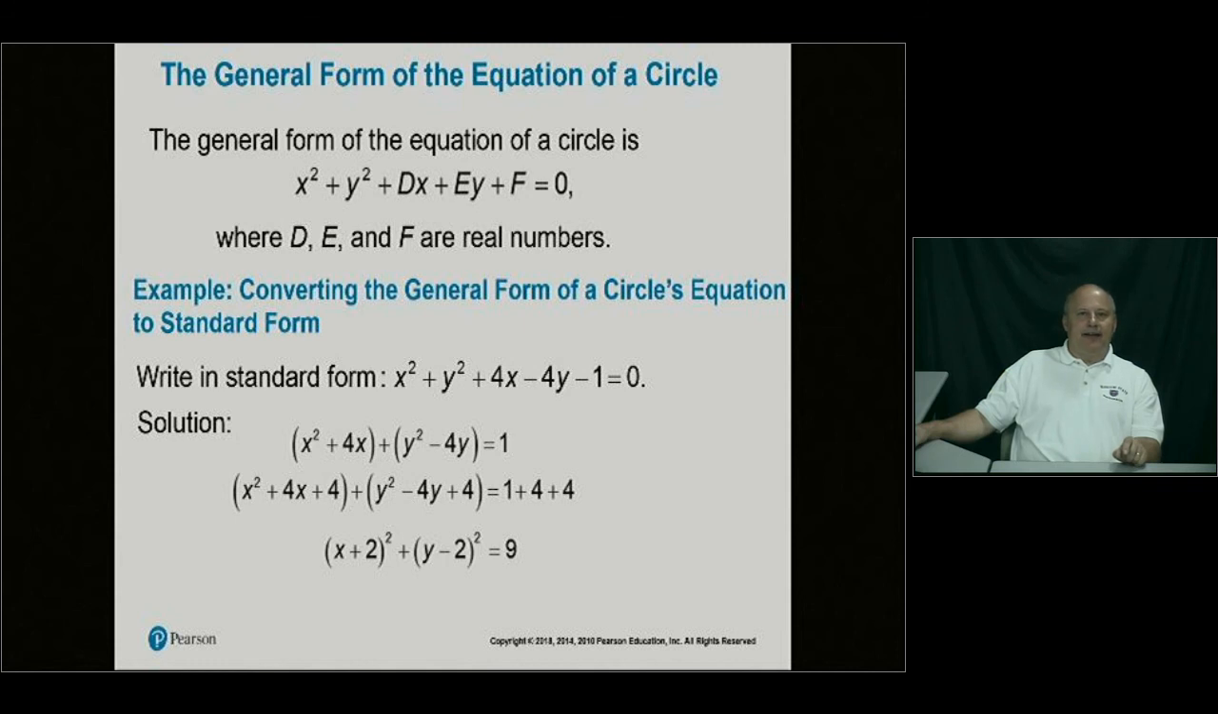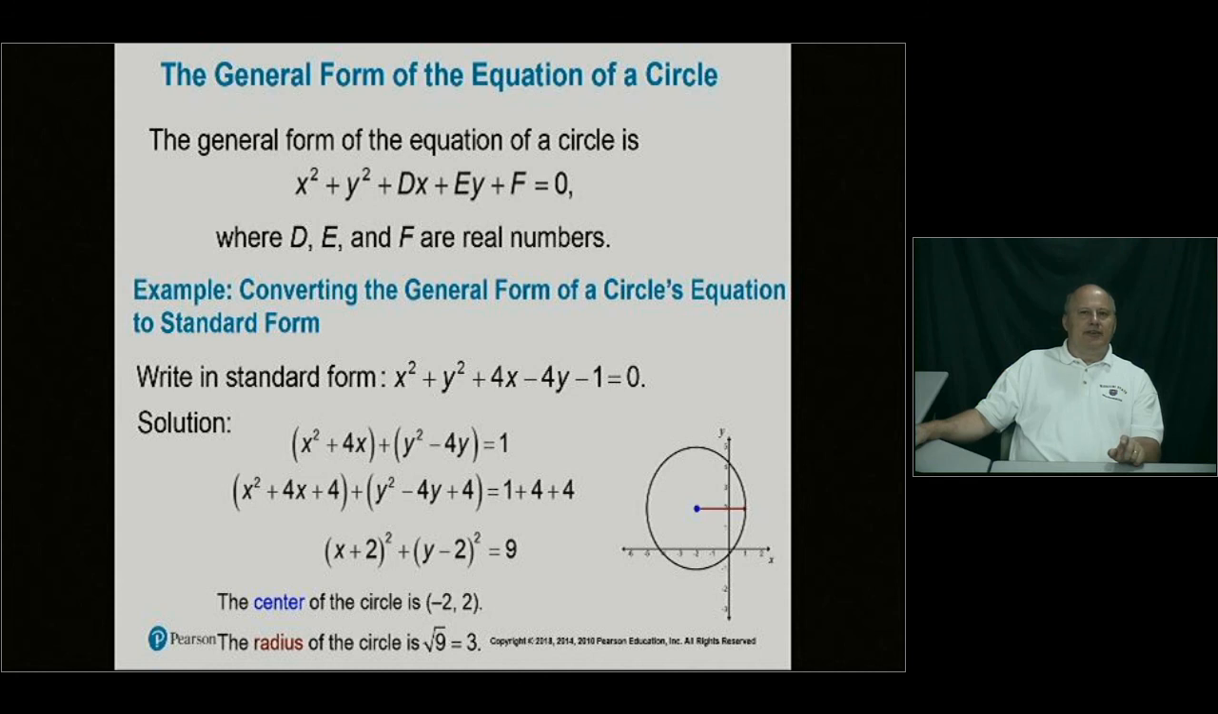So can we identify everything? Well, look at the graph. The center is negative 2, 2. Because you go left 2, because x plus 2, the opposite of 2 is negative 2. So then you go left, then up 2. And look at the little red line segment that's referred to as the radius. Can you count those units? It looks like it's 1, 2, about 3 units to the right. That makes sense. Why? Because r squared is 9. So the center of the circle is negative 2, 2, and the radius of the circle is the square root of 9, which is 3. So that is how you go from general form to standard form.